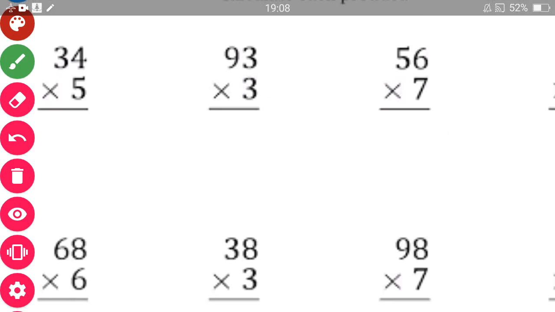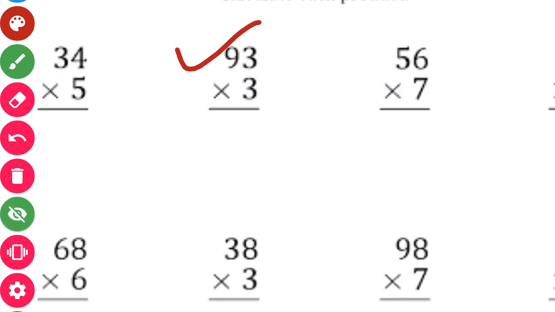Now kids, the next question is very easy. Do this question yourself. Here we are having 93 into 3. This is a question without regrouping. That's why I am telling you to do this yourself and tell me the answer.